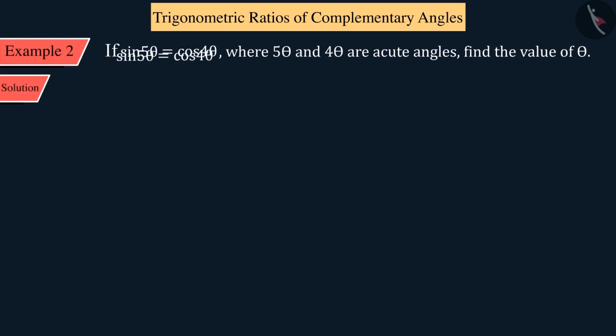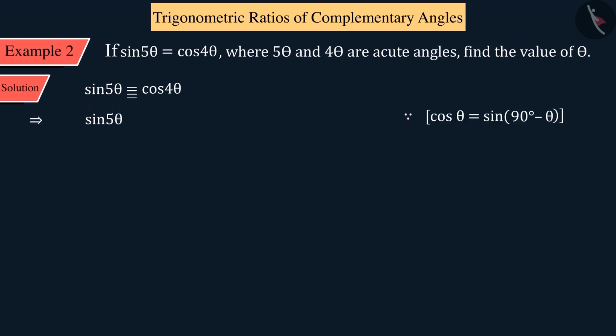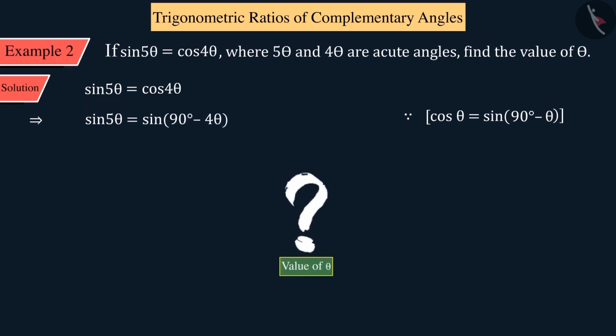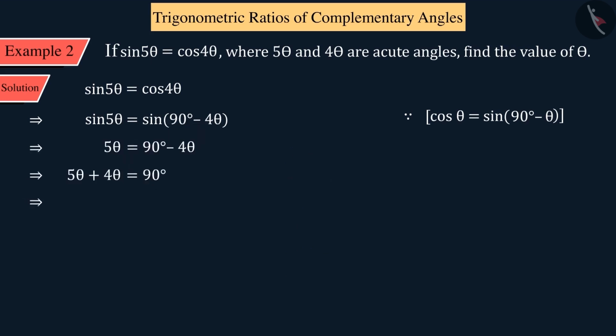Let's solve it. From the question, we can see that sine is on the left side and cos is on the right side. So to solve this, we will change the cos on the right side to sine. From this equation, we can see that sine 5 theta is equal to sine(90 degrees minus 4 theta). Since we have to find the value of theta, we compare the two sides and solve. That gives us the value of theta as 10 degrees.